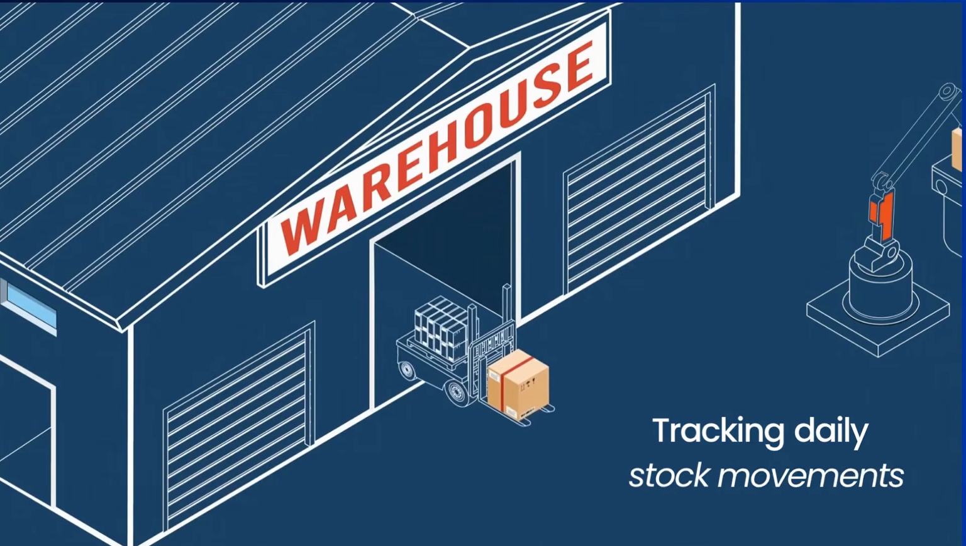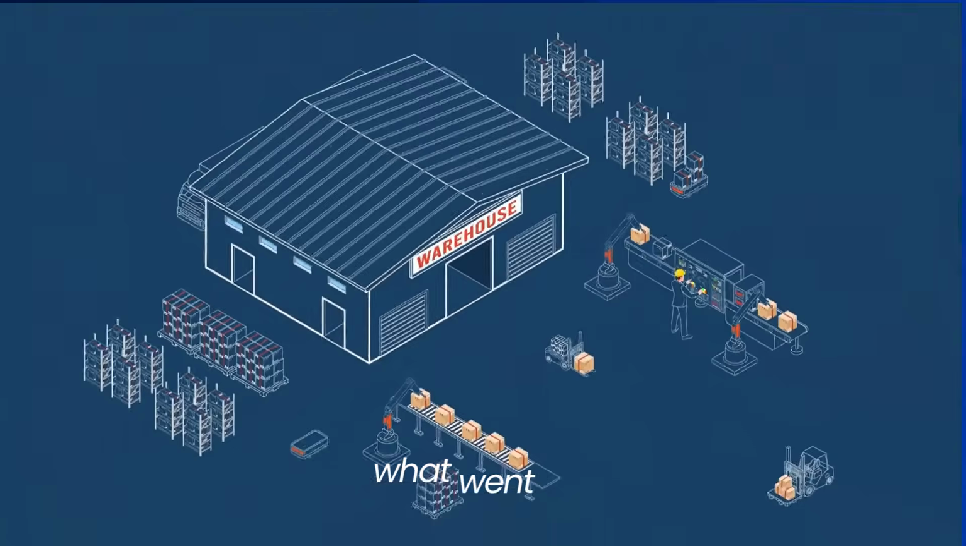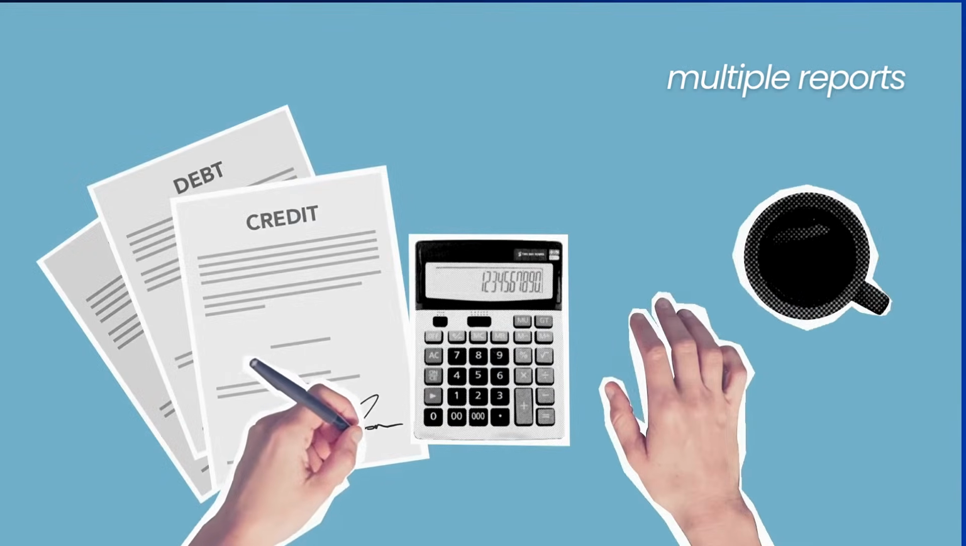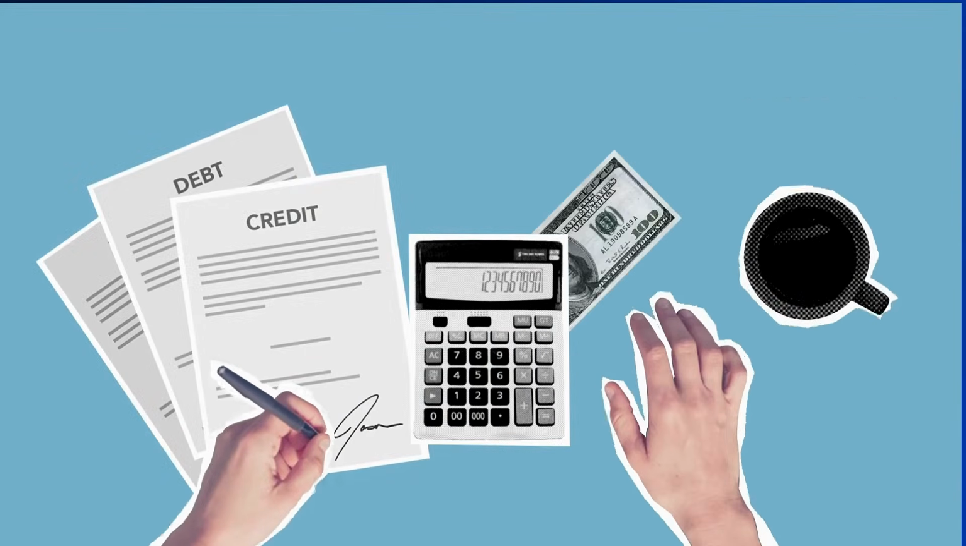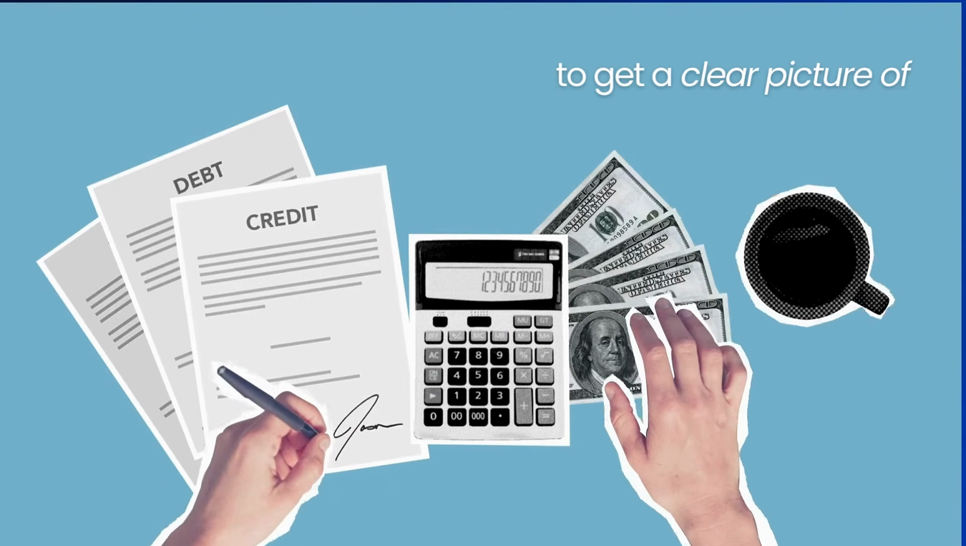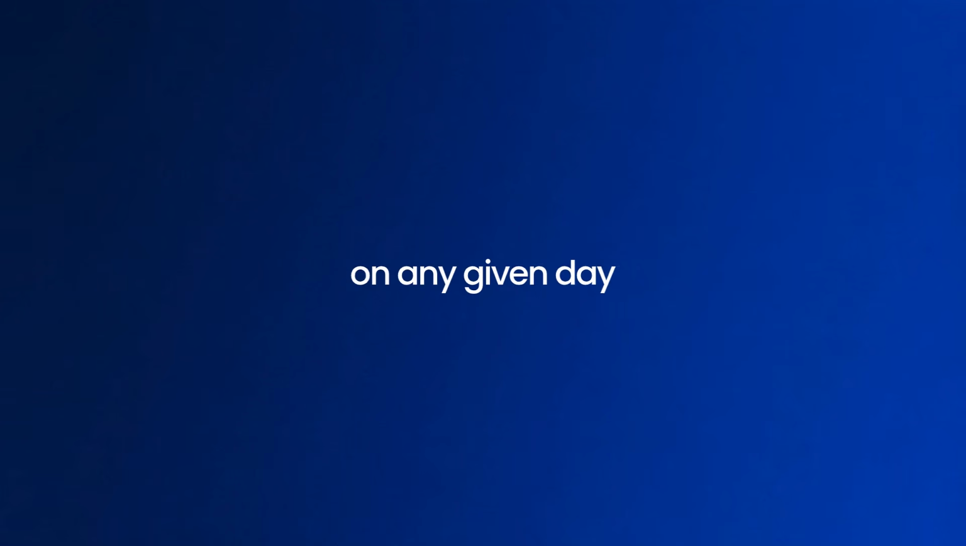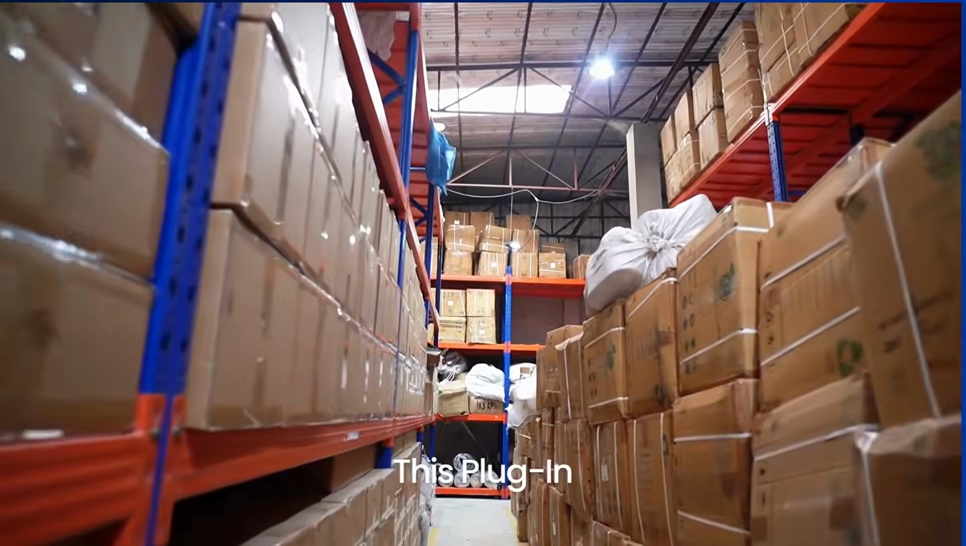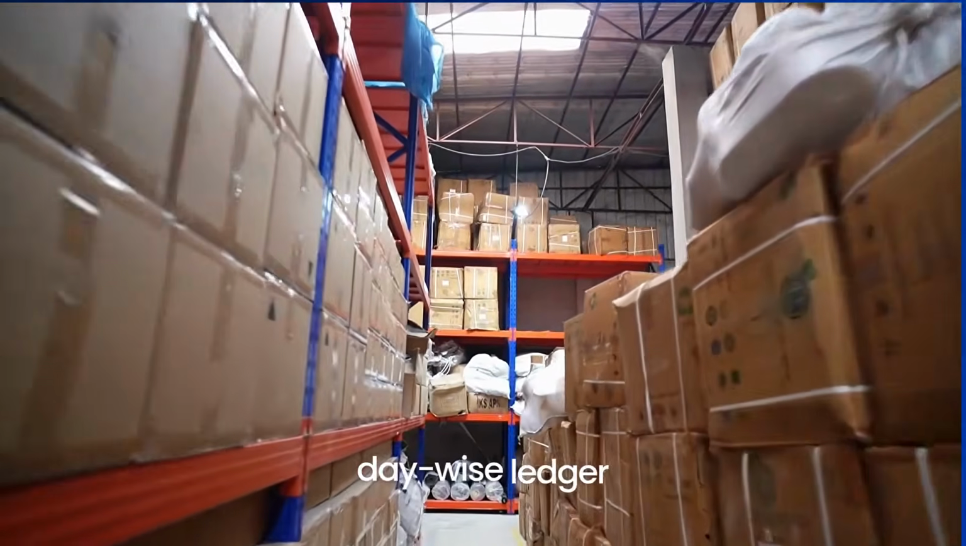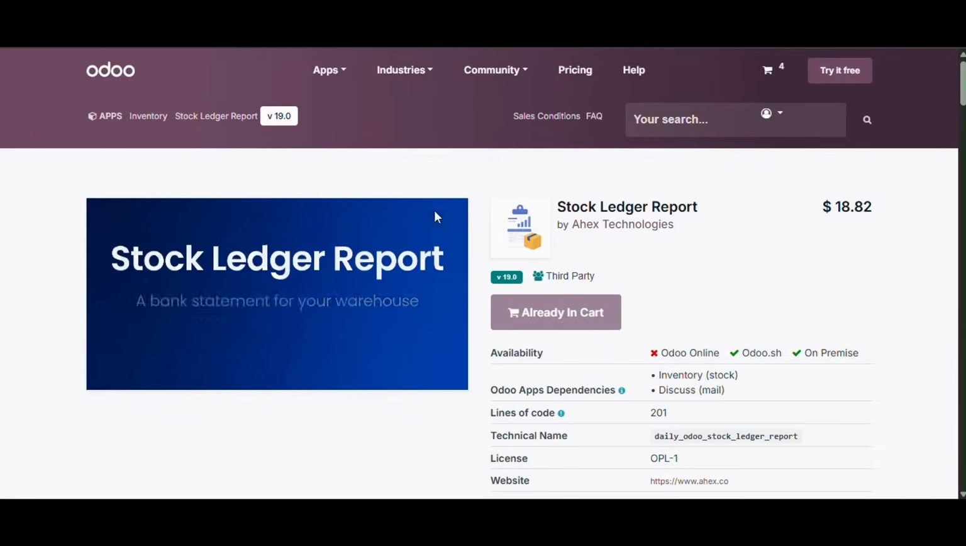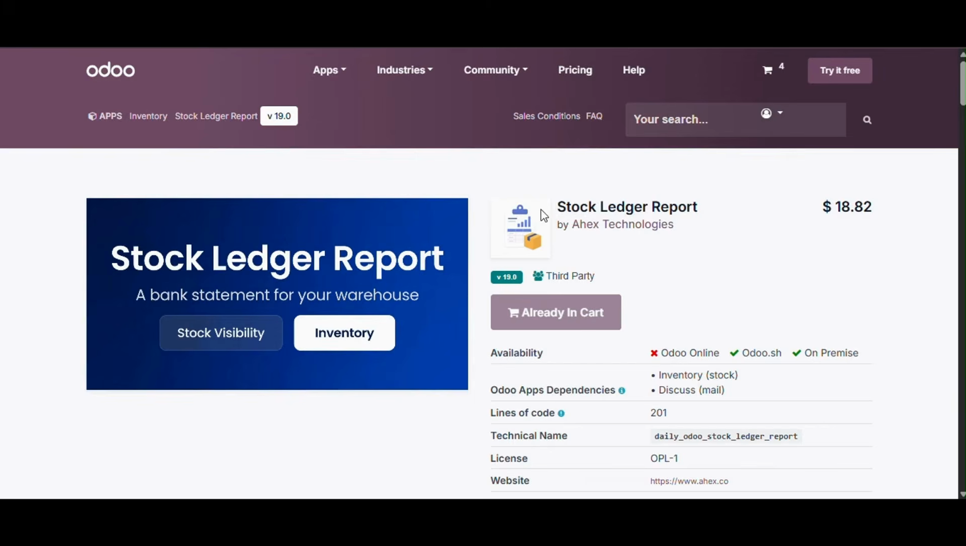Tracking daily stock movements, what came in, what went out, and what's left often means digging through multiple reports and transactions, making it hard to get a clear picture of inventory on any given day. Not anymore, this plugin gives you a clear, day-wise ledger of all stock movements so you always know exactly what's happening with your inventory. This is Stock Ledger Report by Ahex Technologies.